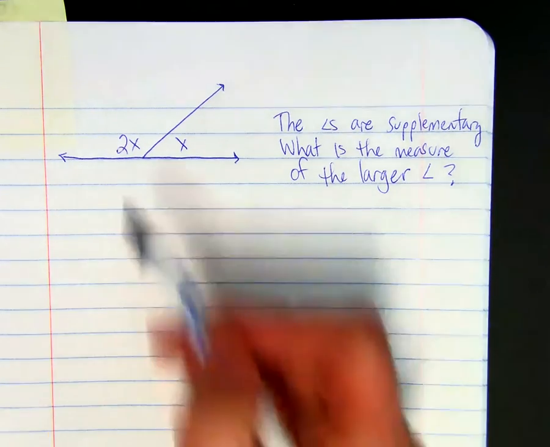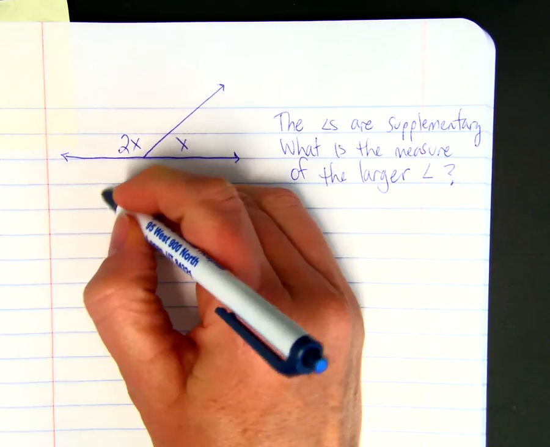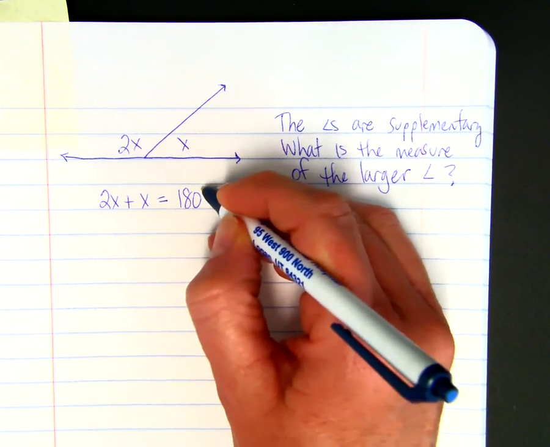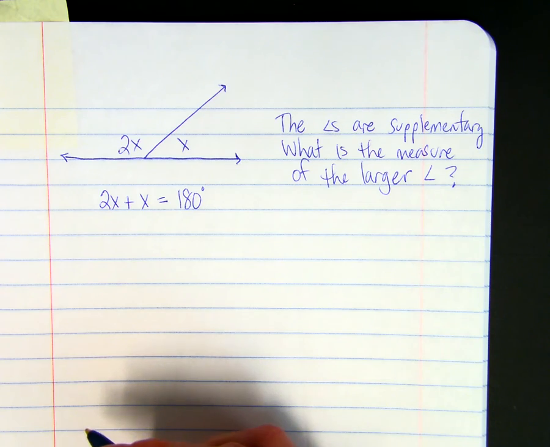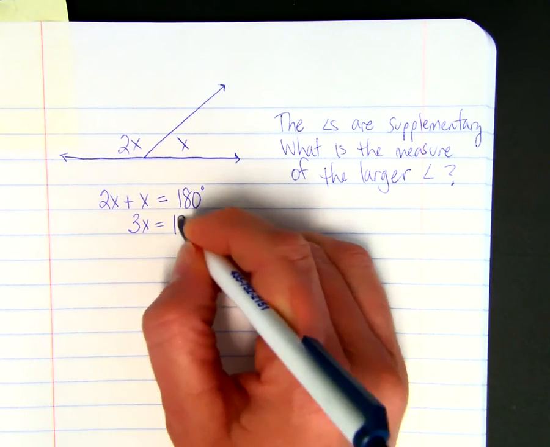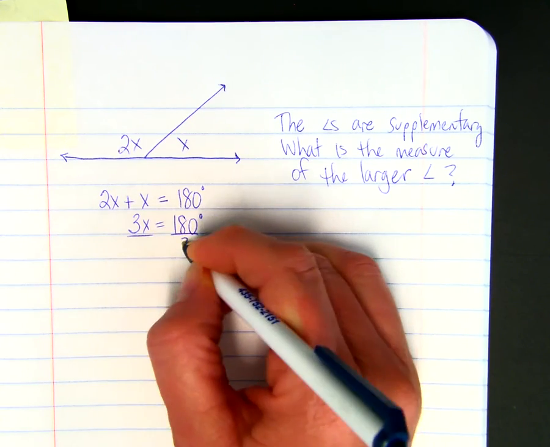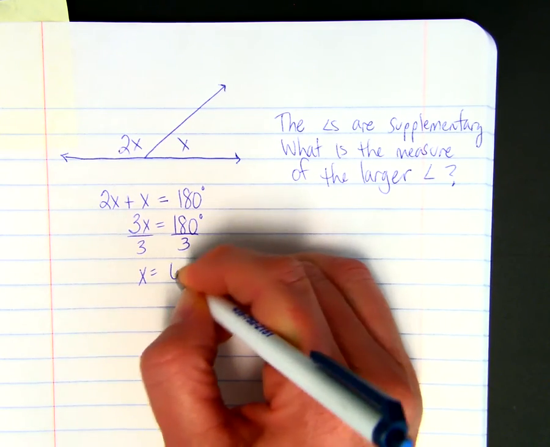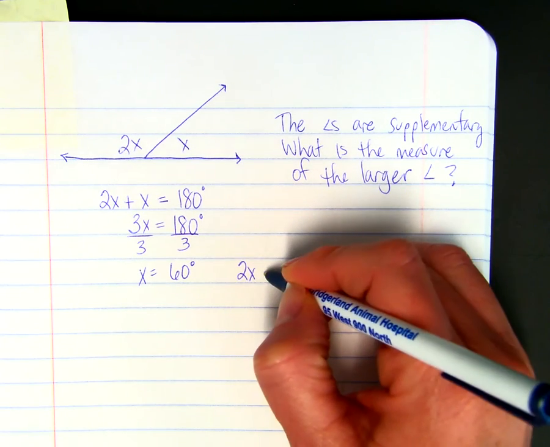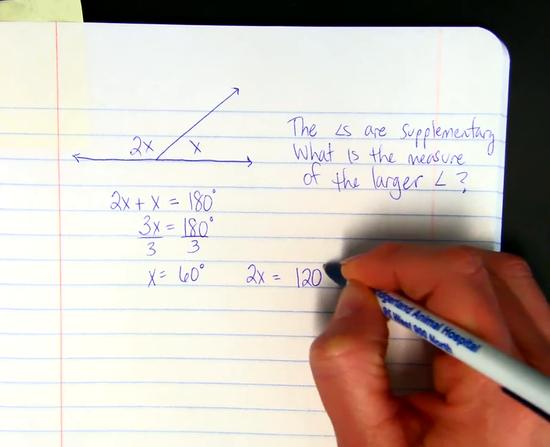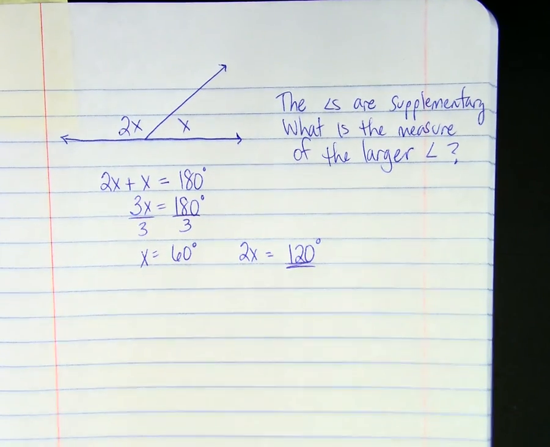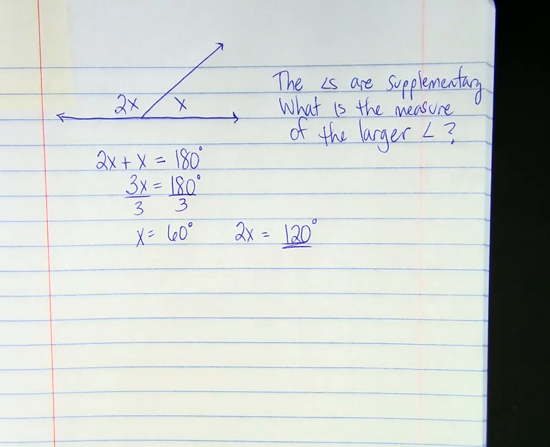So when it says it's supplementary, we know that we can do 2x plus x, and that's supposed to equal 180. Supplementary means they add to 180. 2x plus x is just 3x. Then we divide by 3, and x equals 60 degrees. So the larger angle is 2 times 60 degrees, or 120 degrees. And that would be the answer to the question, what is the measure of the larger angle?